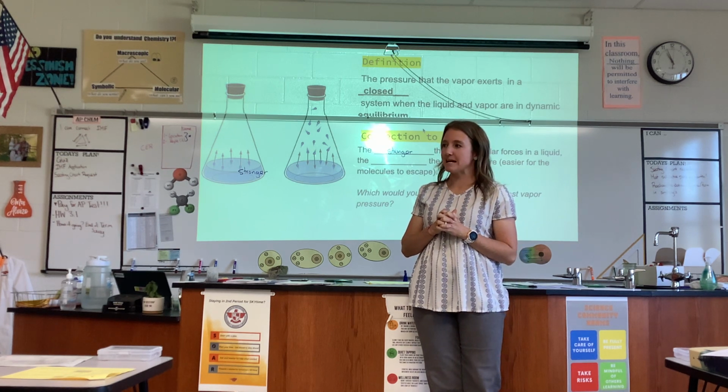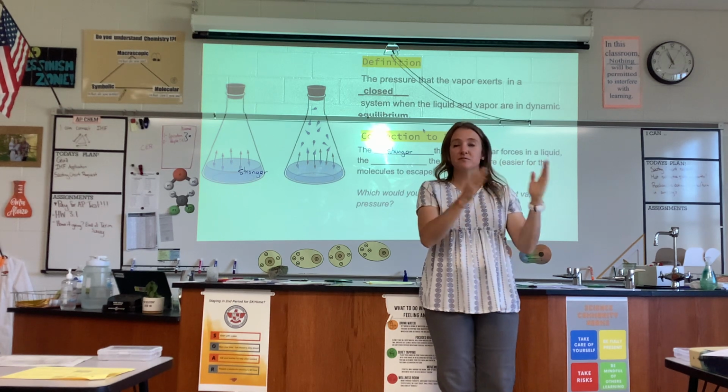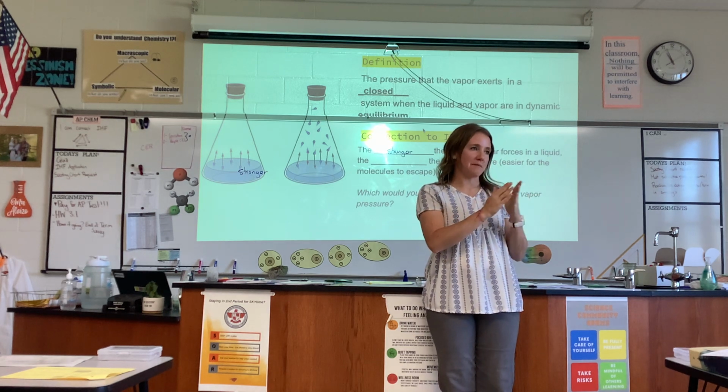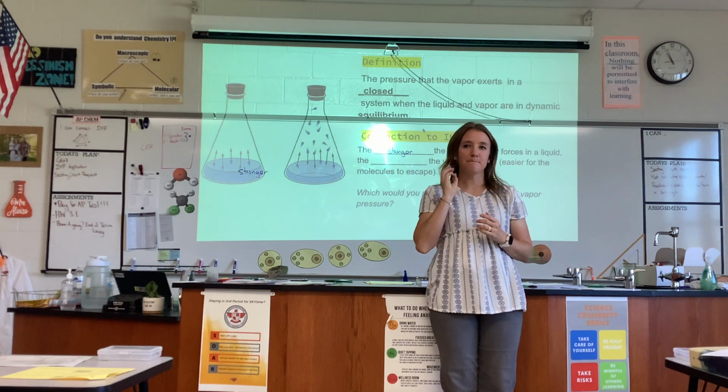Okay, on the count of 3, you're going to point up if you think it's higher, meaning strong IMFs mean high vapor pressure, or point down if you think strong IMFs mean low vapor pressure. Okay, ready? 1, 2, 3, point!